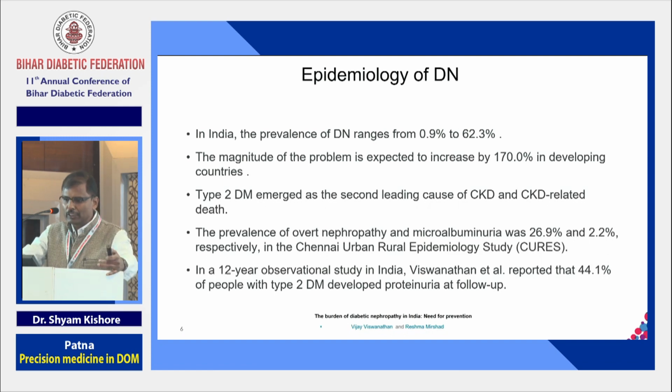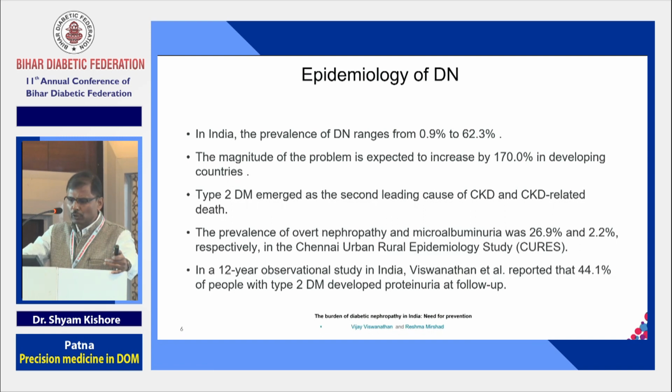As I had mentioned, the magnitude of the problem is expected to increase by 170% in developing countries. Type 2 diabetes mellitus emerged as the second leading cause of CKD and CKD-related death, and the prevalence of overt nephropathy and microalbuminuria is 26.9 and 2.2% respectively. This is the Chennai-based urban-rural epidemiological study. And in a 12-year observational study in India, Viswanathan et al. reported that 44.1% of people with type 2 diabetes develop proteinuria in follow-up. So these numbers indicate how significant these complications are, and we should target these complications well in advance.